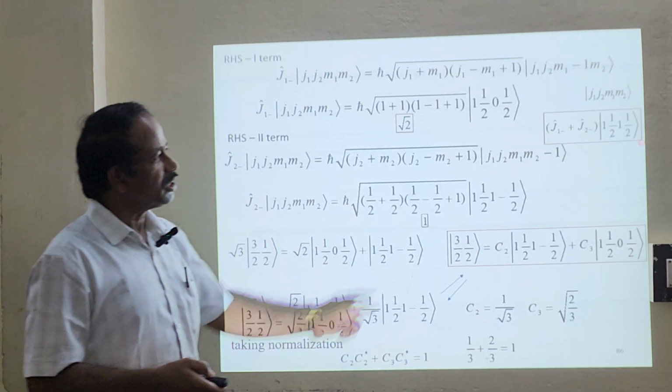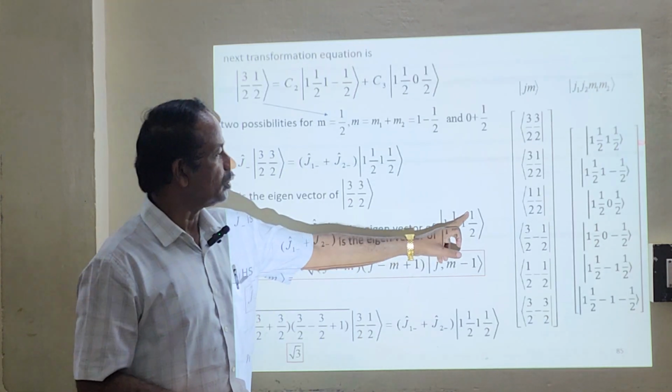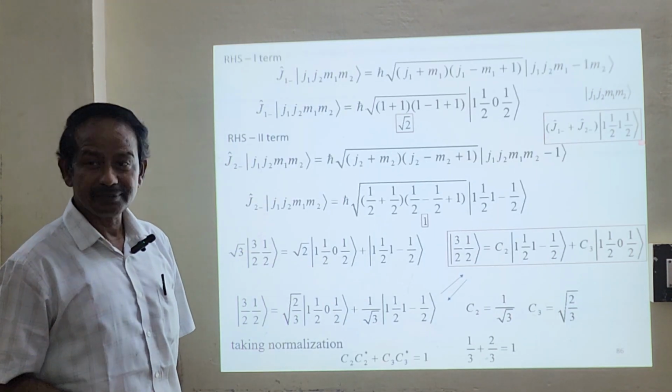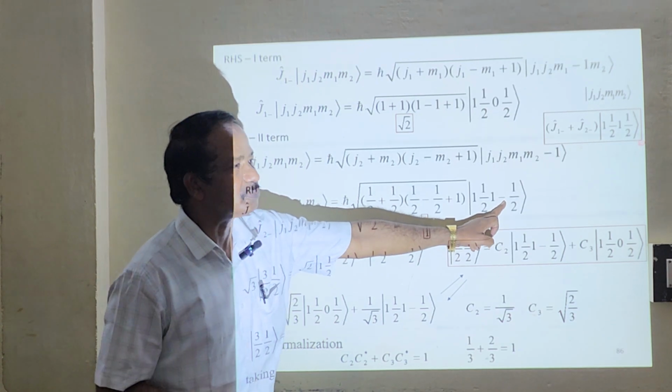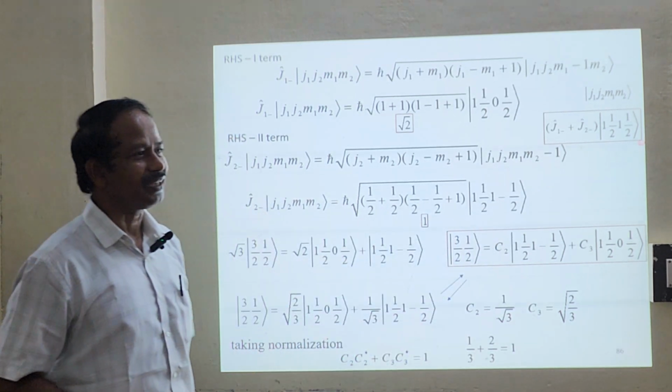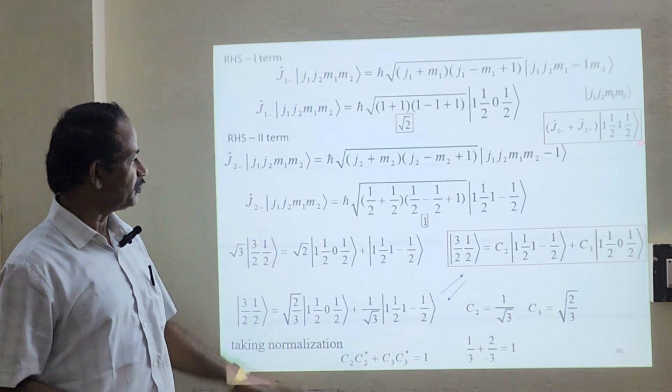Okay. So what about m2 minus 1? We know already this is 1 by 2, 1 by 2 minus 1, minus 1 by 2. See, minus 1 by 2. All the other terms are like this. Is it okay? How to write this?